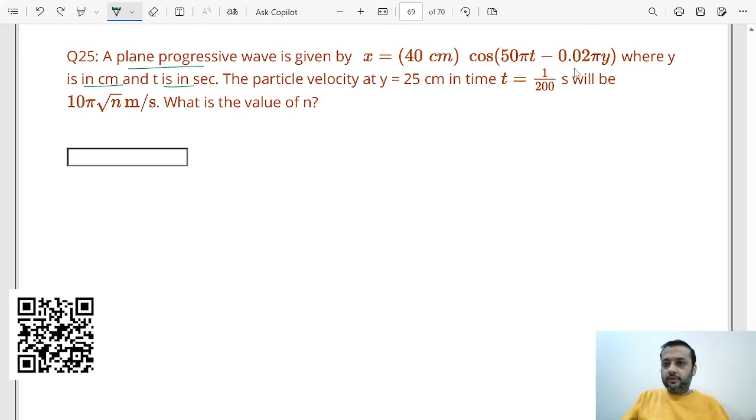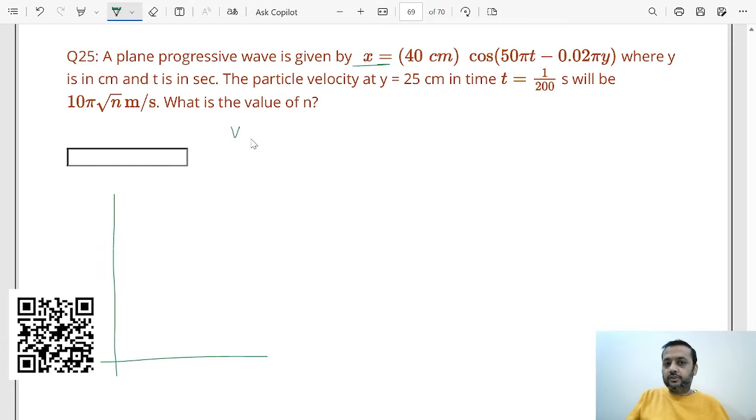First of all, you need to understand that this wave is moving along the positive y direction. So the wave is moving like this, and there will be a particle. Suppose this is the y-axis. So the particle velocity of this particle, which is located at y equals 25 centimeters. x is the displacement of the particle, so this particle will oscillate along the x-axis. So x is the displacement.